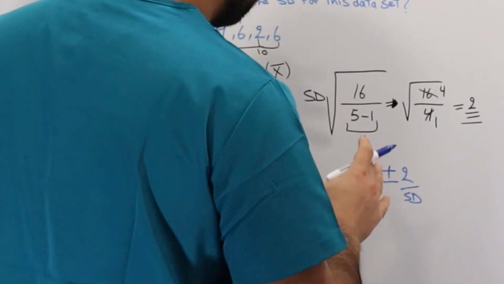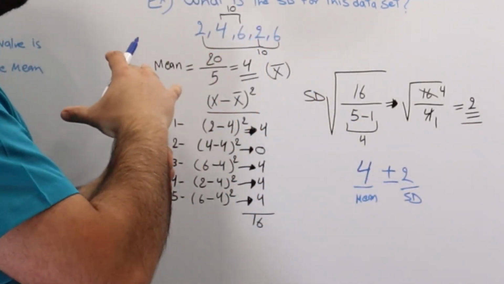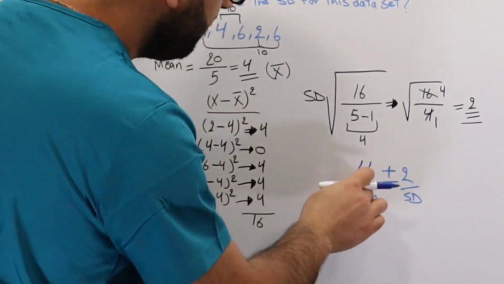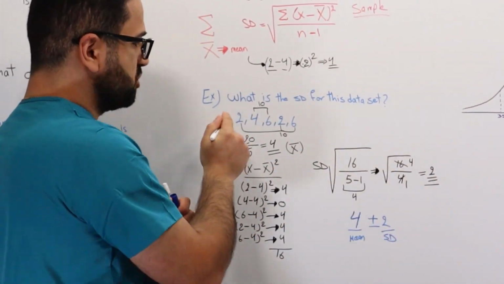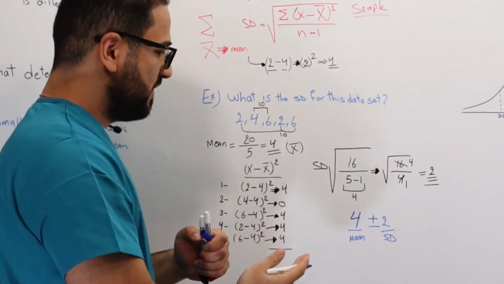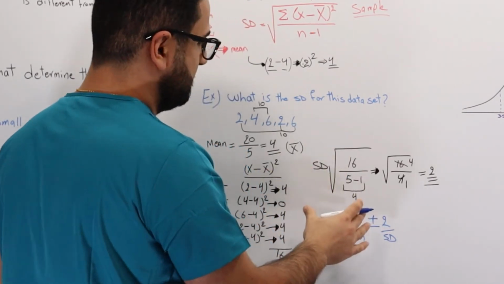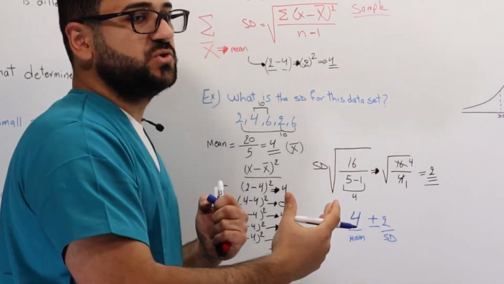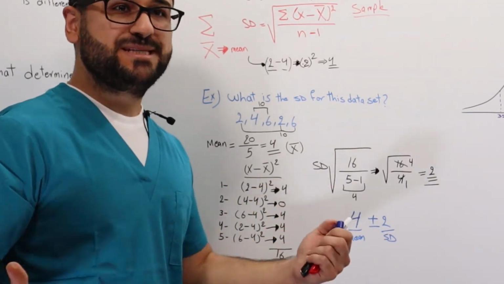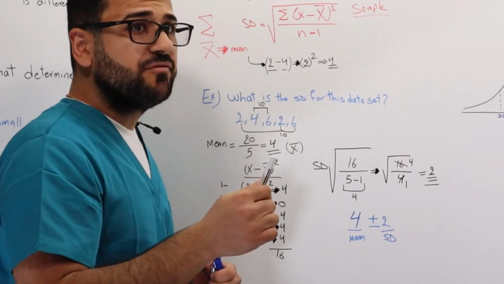So what this tells us is that the mean is 4, and how the values are spread around the mean is plus 2, which would be 6, or minus 2, which would be 2. So that's what the standard deviation tells us in this case: the data is spread plus or minus 2 around the mean. That's basically how far each data point is, on average, from the mean.